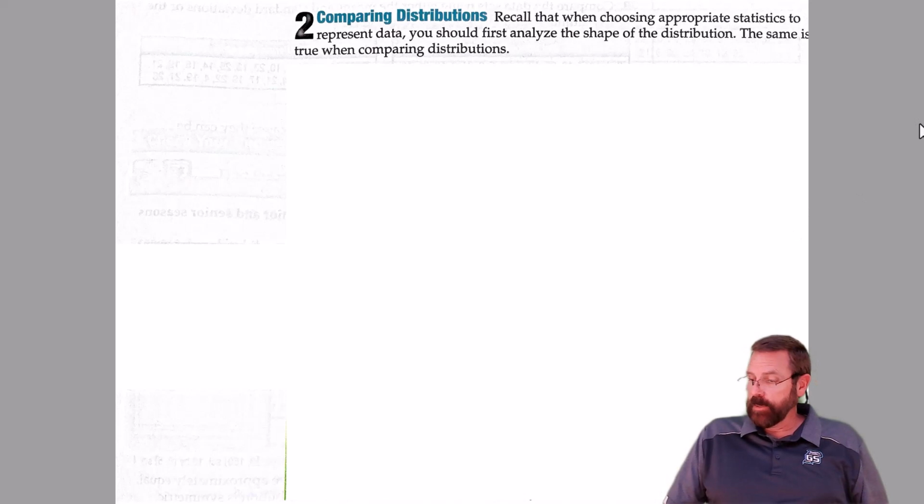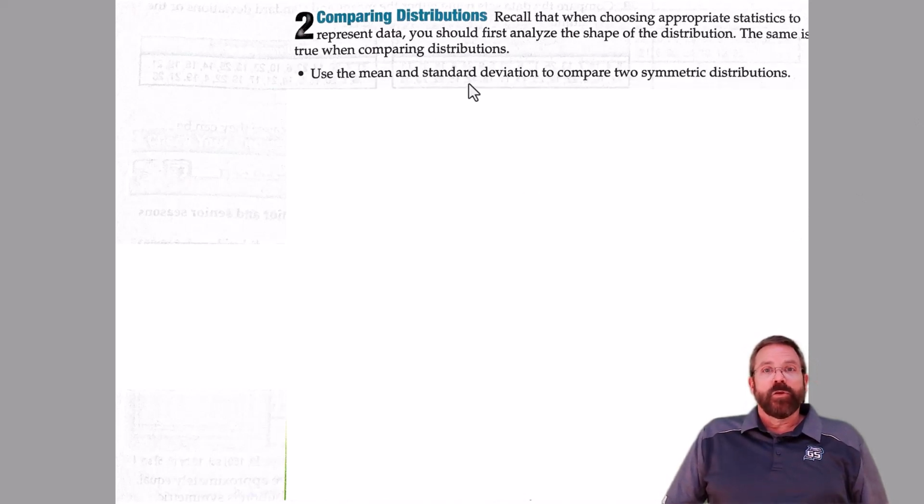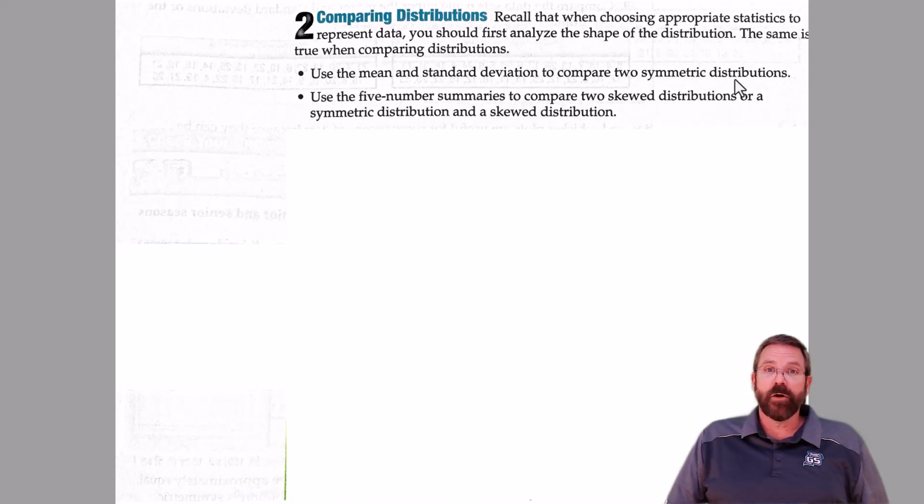So let's see what they've got for us here. Use the mean and standard deviation to compare two symmetric distributions. So we're going to be looking at two distributions that are symmetric. Or use 5-number summaries to compare two skewed distributions, or a symmetric distribution and a skewed distribution. So the only time you're going to use the mean and the standard deviation is if both of the distributions you're comparing are symmetric.